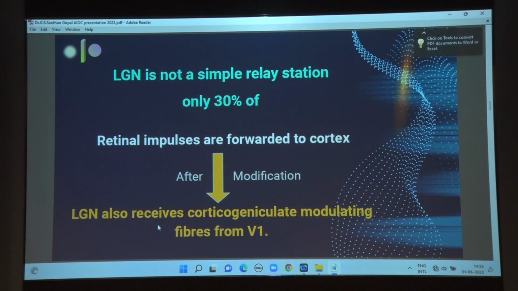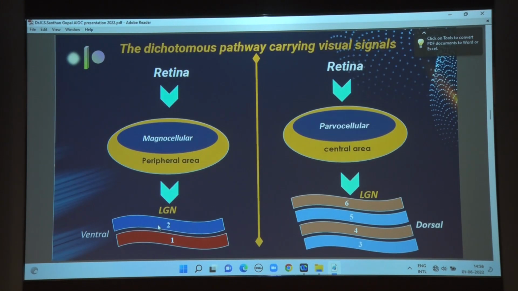Only 30% of the impulses from the LGN go to the cortex. If all the impulses from LGN went to the cortex, the brain would get thoroughly confused and short-circuited, and you would start behaving like a fool. After modification, the LGN also receives the corticogeniculate modulating fibers. These corticogeniculate modulating fibers rapidly modulate the impulses from LGN to V1 when they come down from the occipital cortex or further right. So this is the classification: parvocellular, magnocellular.